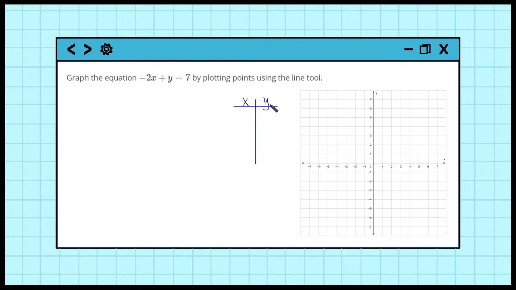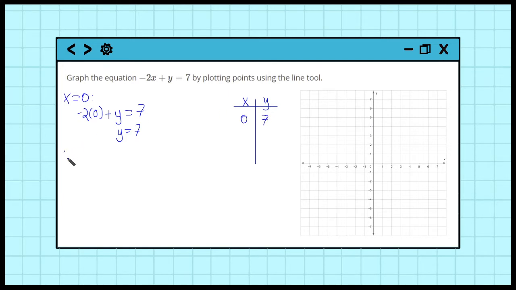Now, in order to figure out what goes into this t-chart, we have a couple of different choices. One of the ways that I do that is by plugging in 0 for x and solving for y, and vice versa, plugging in 0 for y and solving for x. I'm going to start by plugging in x equals 0. I get negative 2 times 0 plus y equals 7. The negative 2 times 0 is 0, so that goes away, and that just leaves me with y equals 7. So one point on my graph is 0, 7.